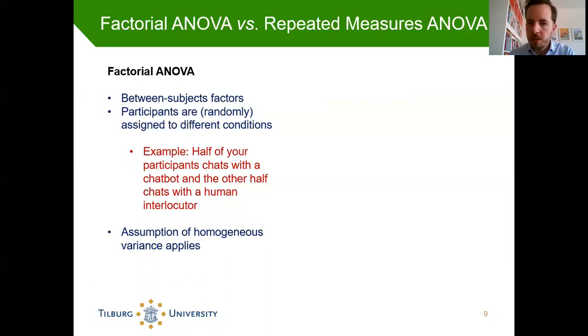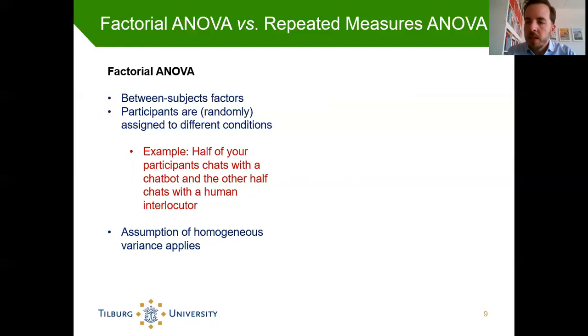And here we learned last week that there's, again, of course, an assumption, because there are always assumptions that need to be checked. And this was this assumption of homogeneous variance. And this basically means that in your two groups, or in several groups, if you compare more than two groups, the variance that's in your group should be more or less homogeneous. So it should be more or less the same.